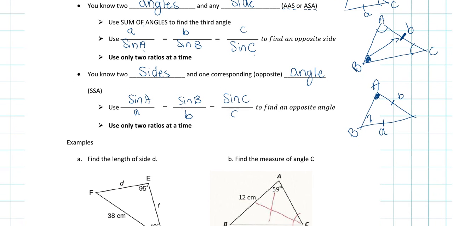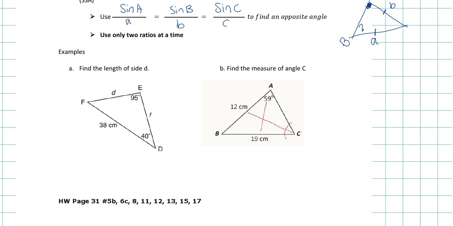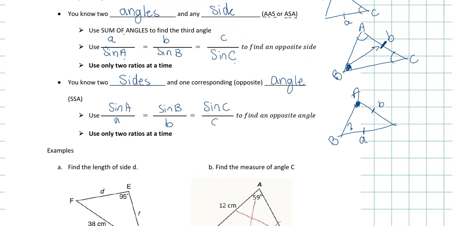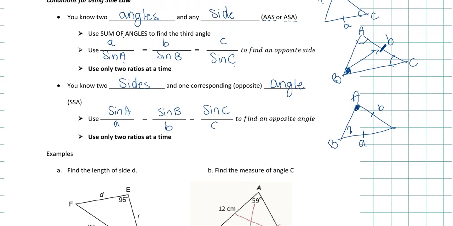Let's look at this triangle. What do I know in this triangle here? Two angles and one side, and I'm looking for another side. Okay? Since I'm looking for a side, that means I have to use this one. This other one, you would use when you're looking for an angle.